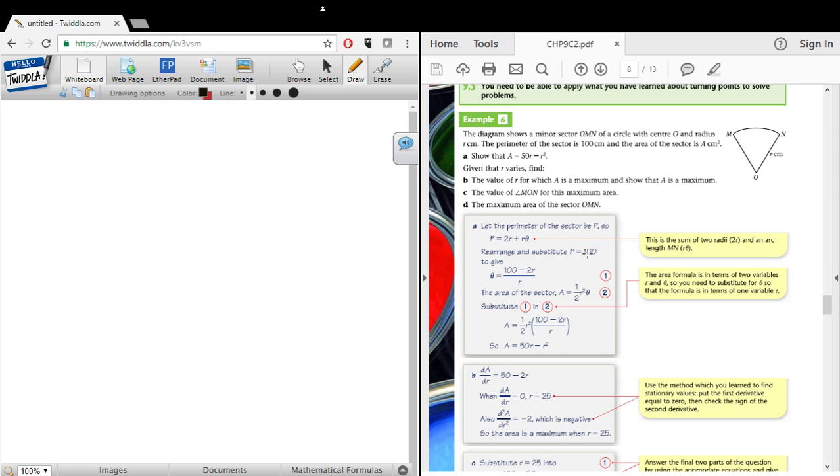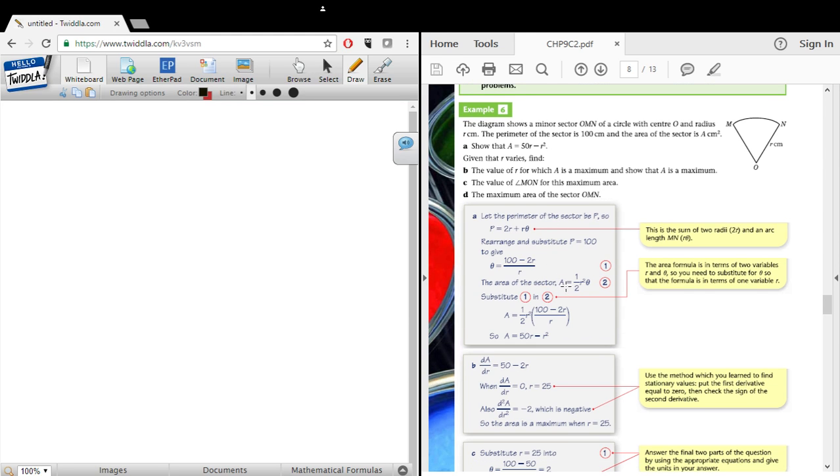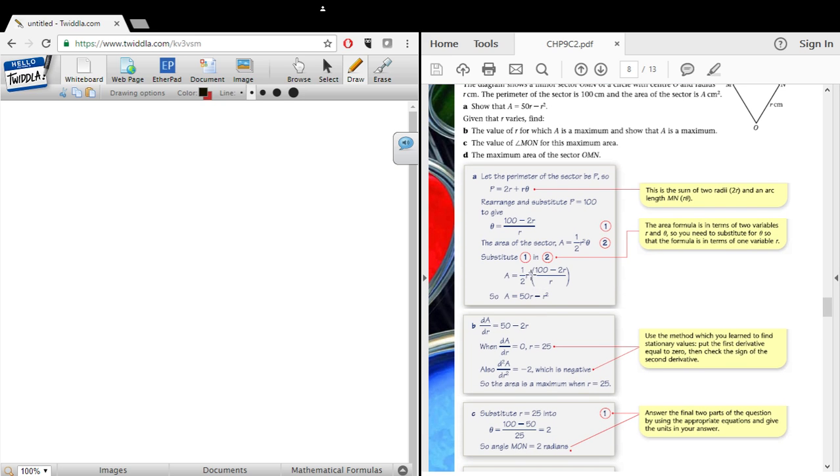Rearrange and substitute. So all we've simply done is rearranged and substituted P equals 100 from the information we were given here, and then the area of the sector is going to be this. And now we've already shown this before from our previous chapters, and we substitute it in. Now once we substituted it in, we have one unknown, which is the r, and the r outside cancels out with the r inside. And so you can see that this is the result that we have here.